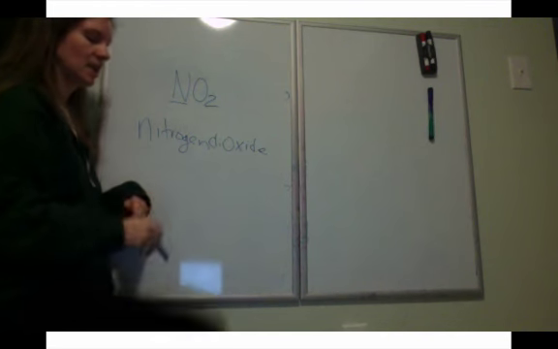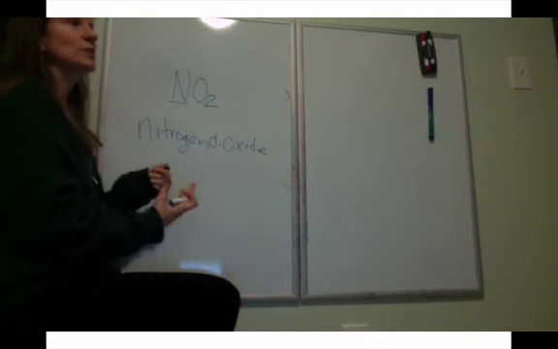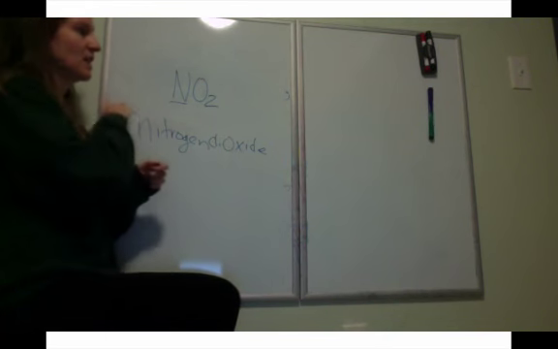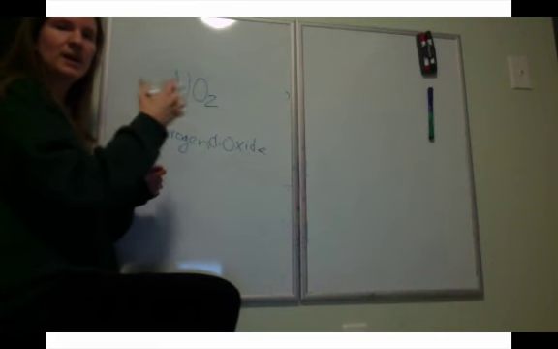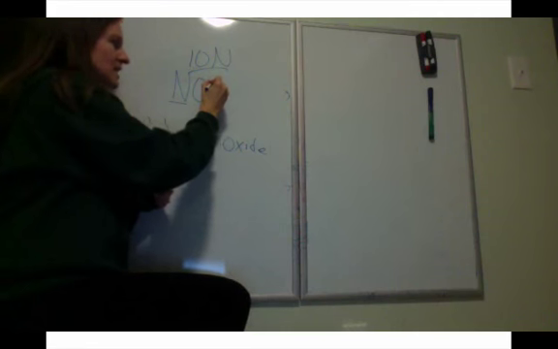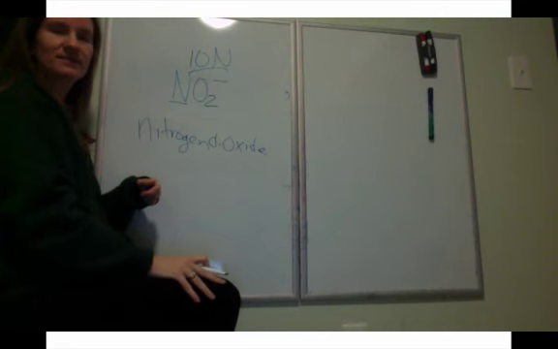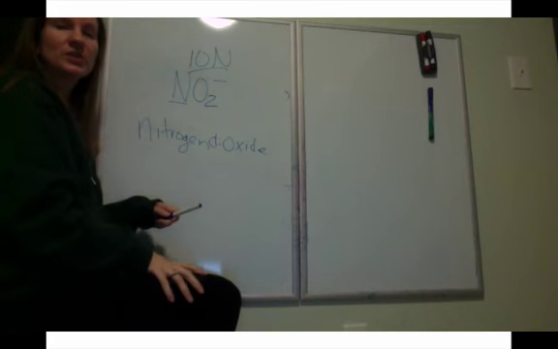One thing to notice, NO2, some people look at this and they say, oh, polyatomic. I know NO3 is nitrate, so NO2 is nitrite. No, nitrite is a polyatomic ion, which means NO2 here is not nitrite. Without the charge, it's just a molecule. With a charge, it's an ion.